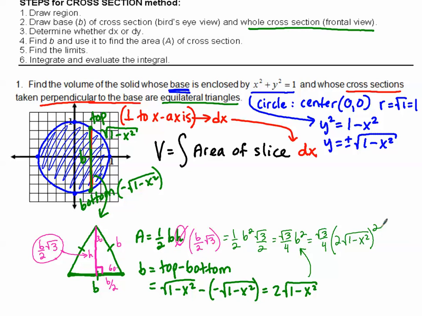Once I have my area, it's quite simple. I plug it into my volume. Integral of square root of 3 over 4 times 2 square root 1 minus x squared, squared, dx. You can simplify this if you want to, and then because we're with x's, we have to figure out where does our region start? -1. Where does our region end? +1. So -1 to 1. Feel free to simplify it before you integrate. It could make it easier. Isn't that cool?